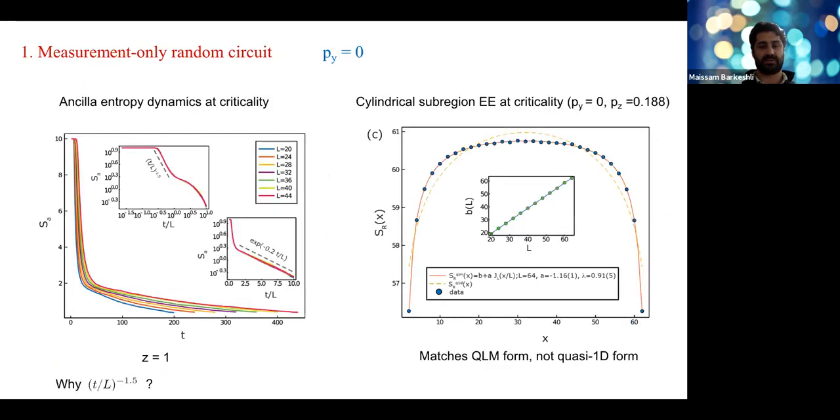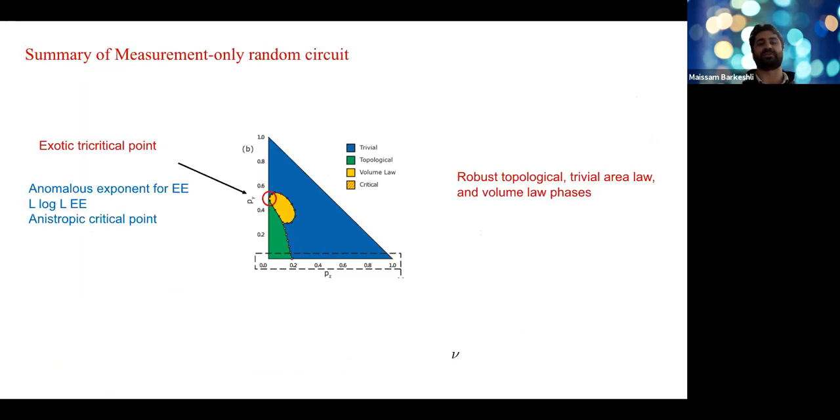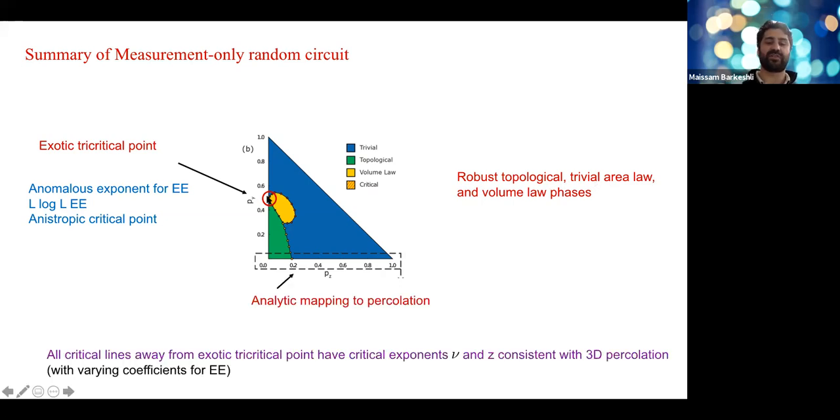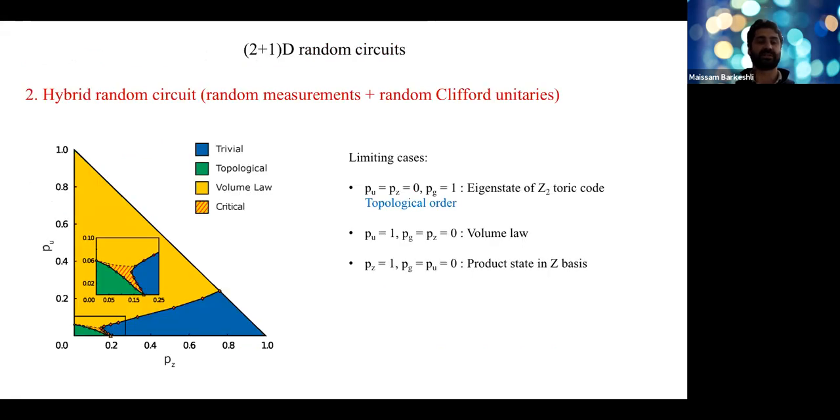Yeah, so let me just summarize the measurement only circuit. At PZ equals 0, we have this exotic tricritical point. At PY equals 0, we have an exact mapping to percolation. We have these robust topological, trivial, and area law phases. And then everywhere away from this tricritical point, the critical exponents match 3D percolation, although some of the quantities which you'd think are universal, like various coefficients of entanglement entropies, do vary along that transition, similarly to the 1+1D case.